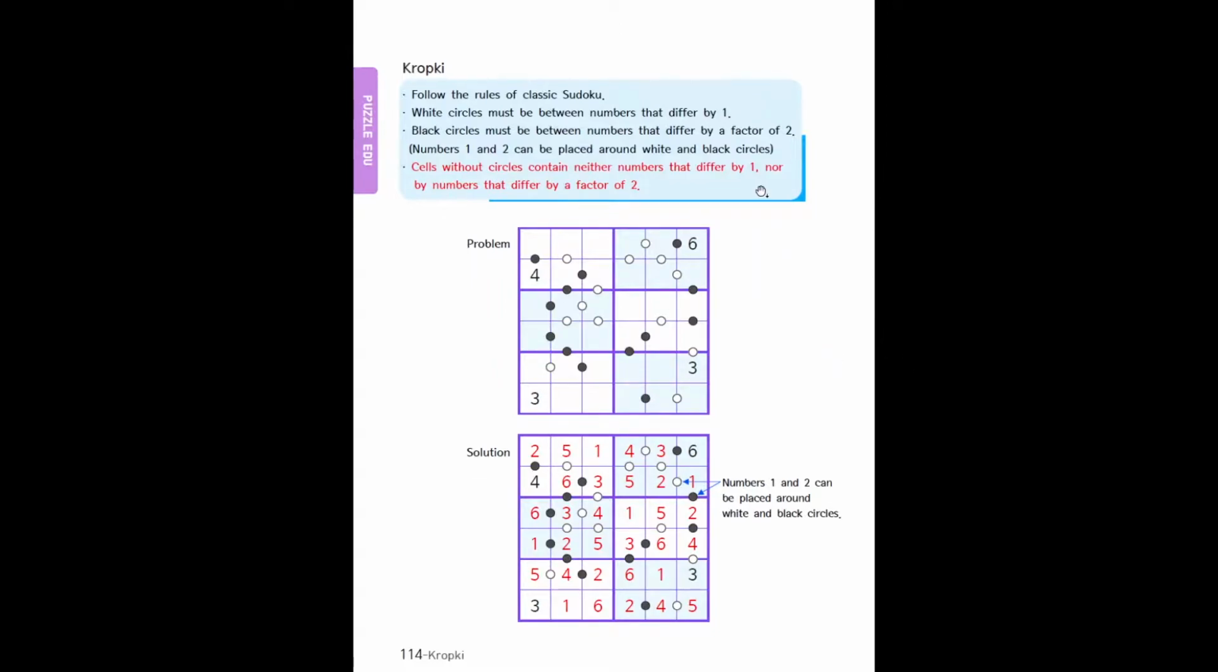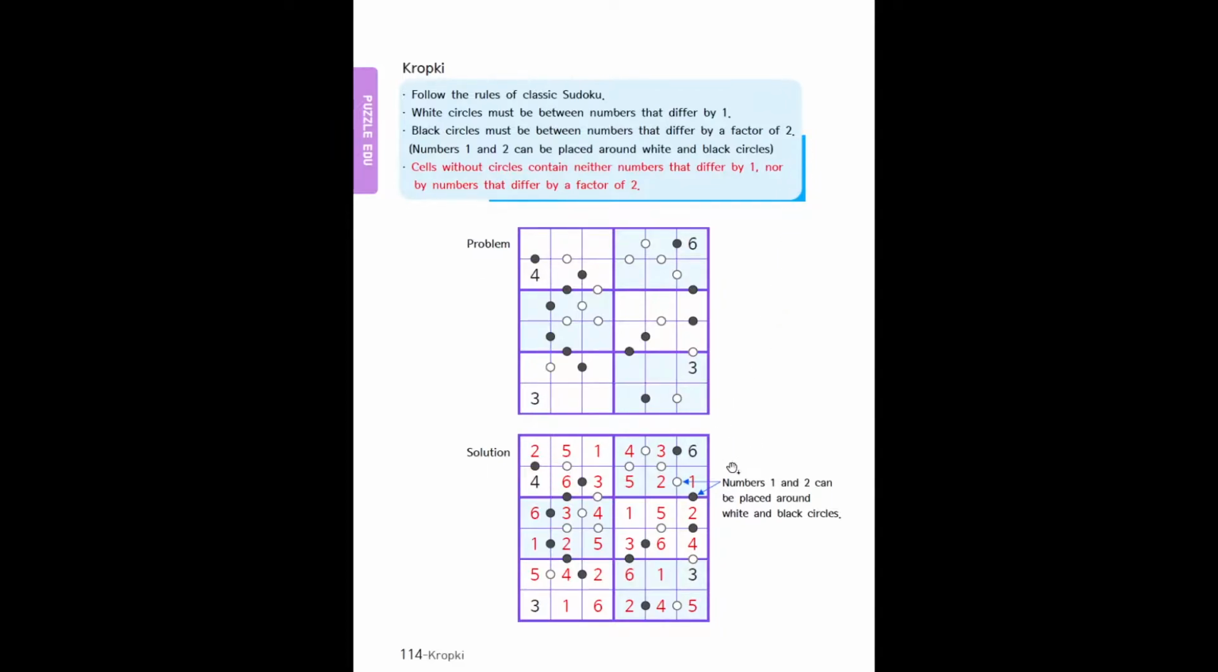Now the third rule is that cells without circles must neither contain numbers that differ by 1, nor numbers that differ by a factor of 2. So we have to make sure the numbers in cells without circles do not obey rules 1 and 2.